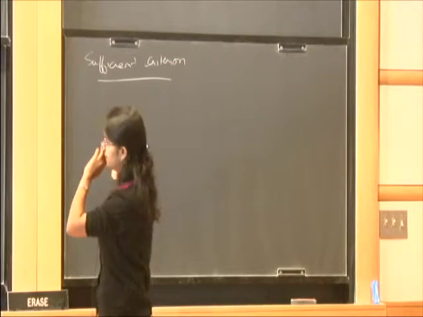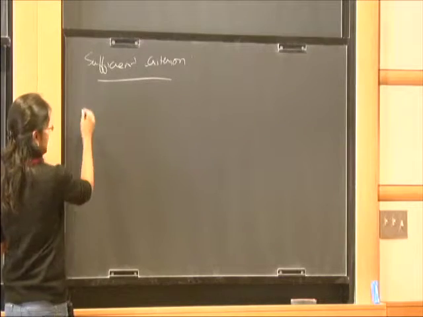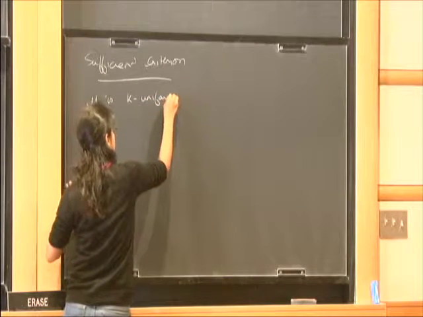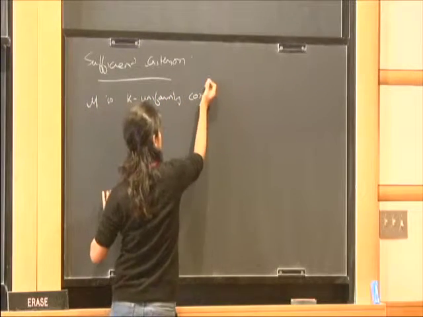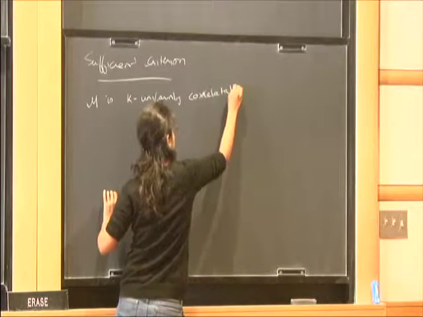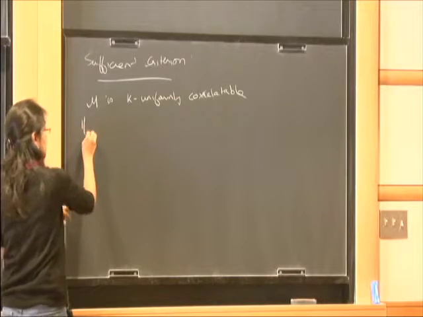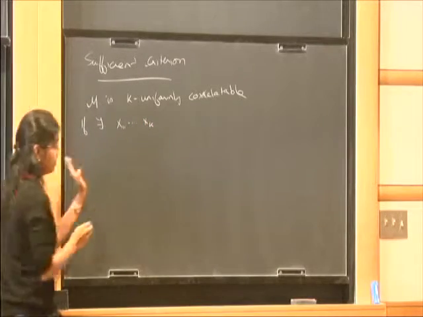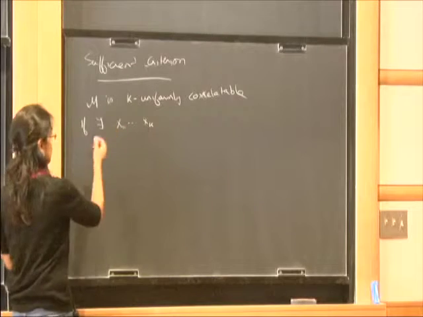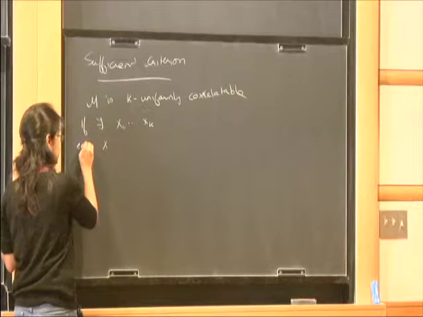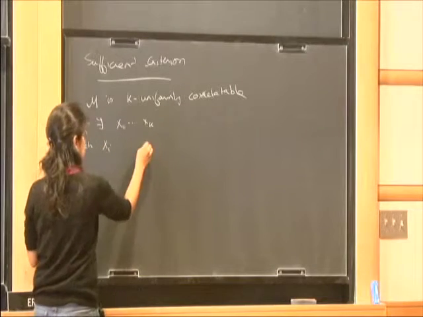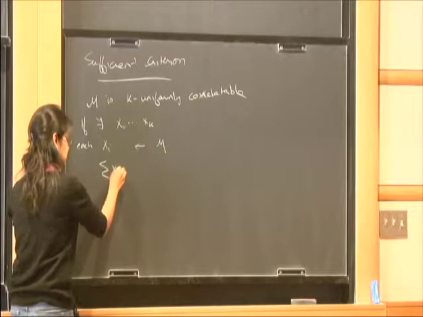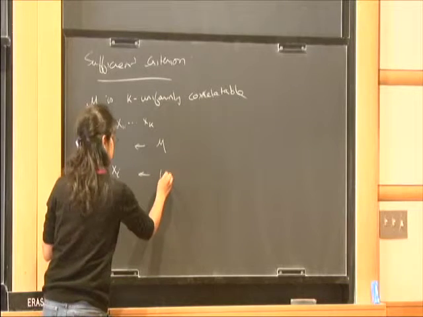The criterion is the following. I say that the distribution mu is k-uniformly correlatable if the following holds: there exists a joint distribution of k random variables x1 up to xk, where the distribution of each xi is according to mu, and the distribution of the sum of the xi's is the uniform distribution.